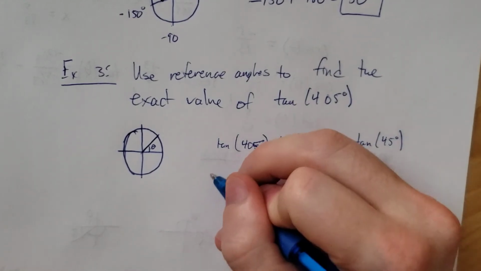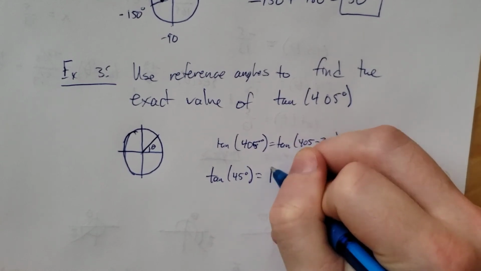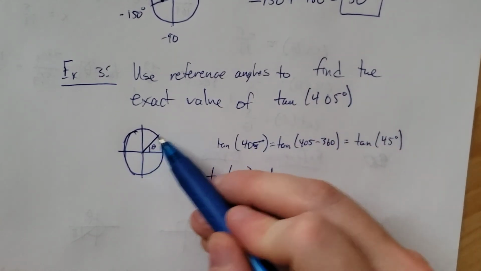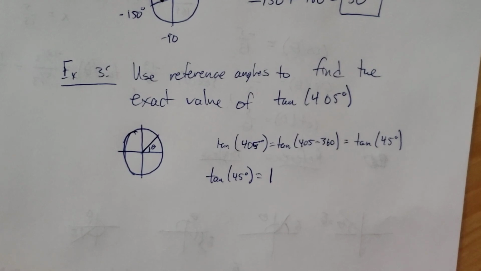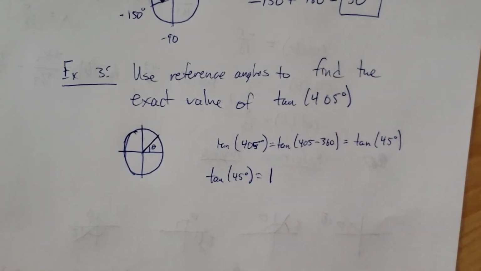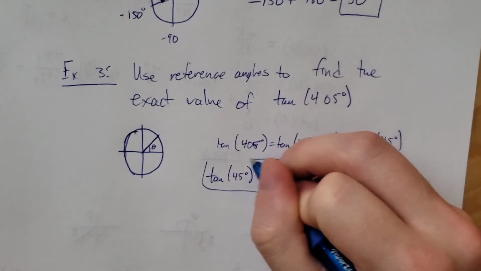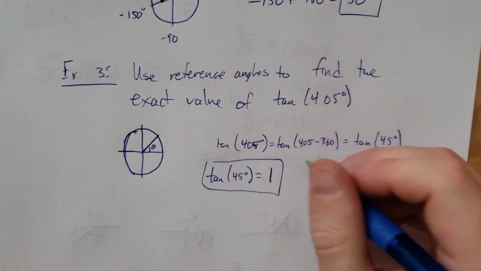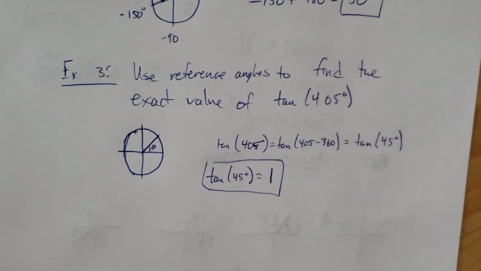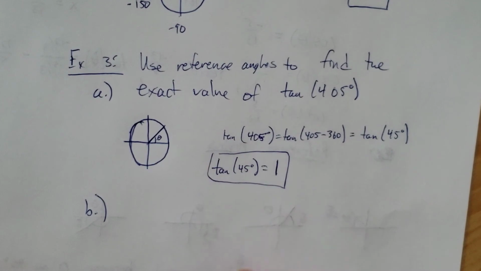So what is tangent of 45? Well, that is 1, because our sine and our cosine are the same here, so they will cancel out to be 1 when we do sine over cosine. All right, so tangent of 45 is 1, which is our tangent of 405. I'm going to call that part A because we are going to want to do one more example here.